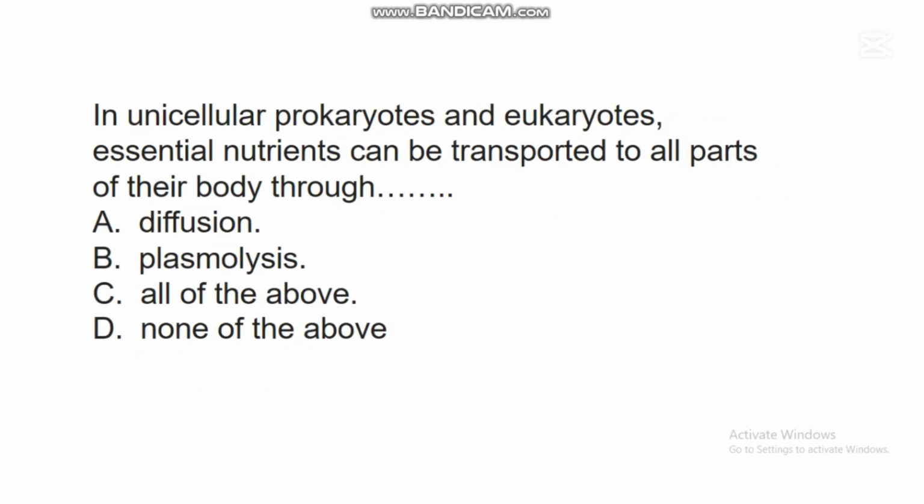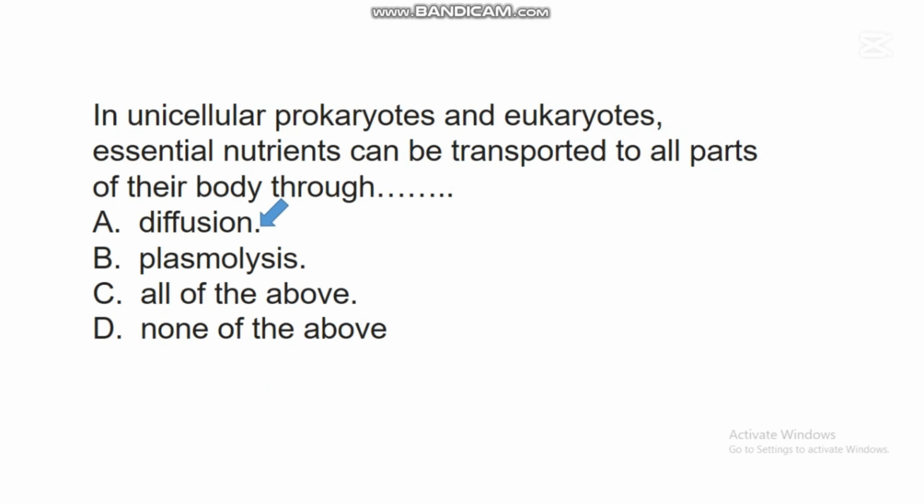The next question says, in unicellular prokaryotes and eukaryotes, essential nutrients can be transported to all parts of their body through dash. A. Diffusion. B. Plasmolysis. C. All of the above. D. None of the above. In this question, the correct answer is A.